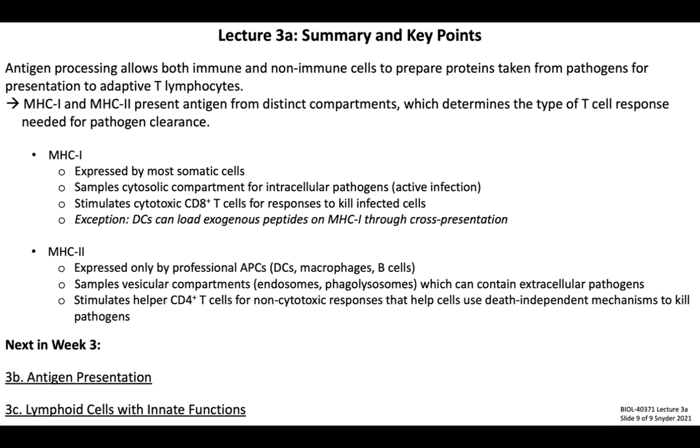These 2 different MHCs present antigen from distinct cellular compartments, which determines the types of T cells that can be activated in response to antigen presentation. And also that these responses are tailored to fit the types of infections associated with the antigen taken from these different cellular compartments. We've also learned how the expression of MHC1 and MHC2 differ among cell types. And all of these major concepts are outlined in the bullet points listed on this slide.